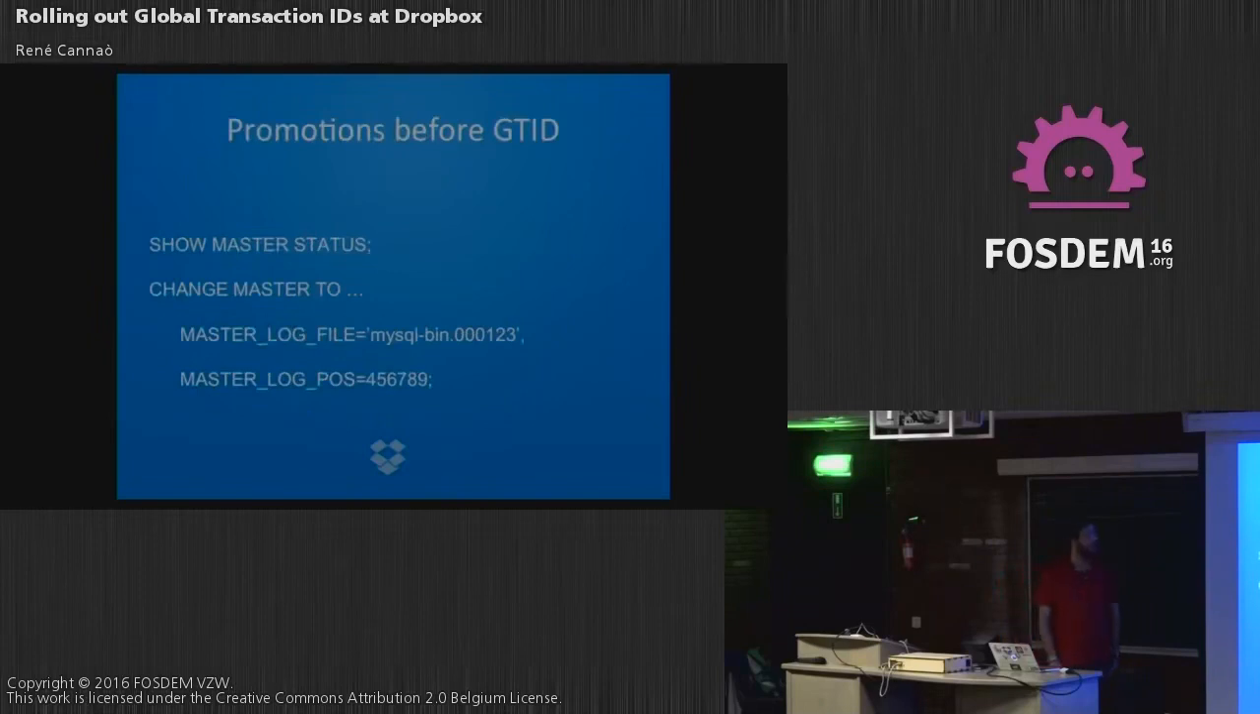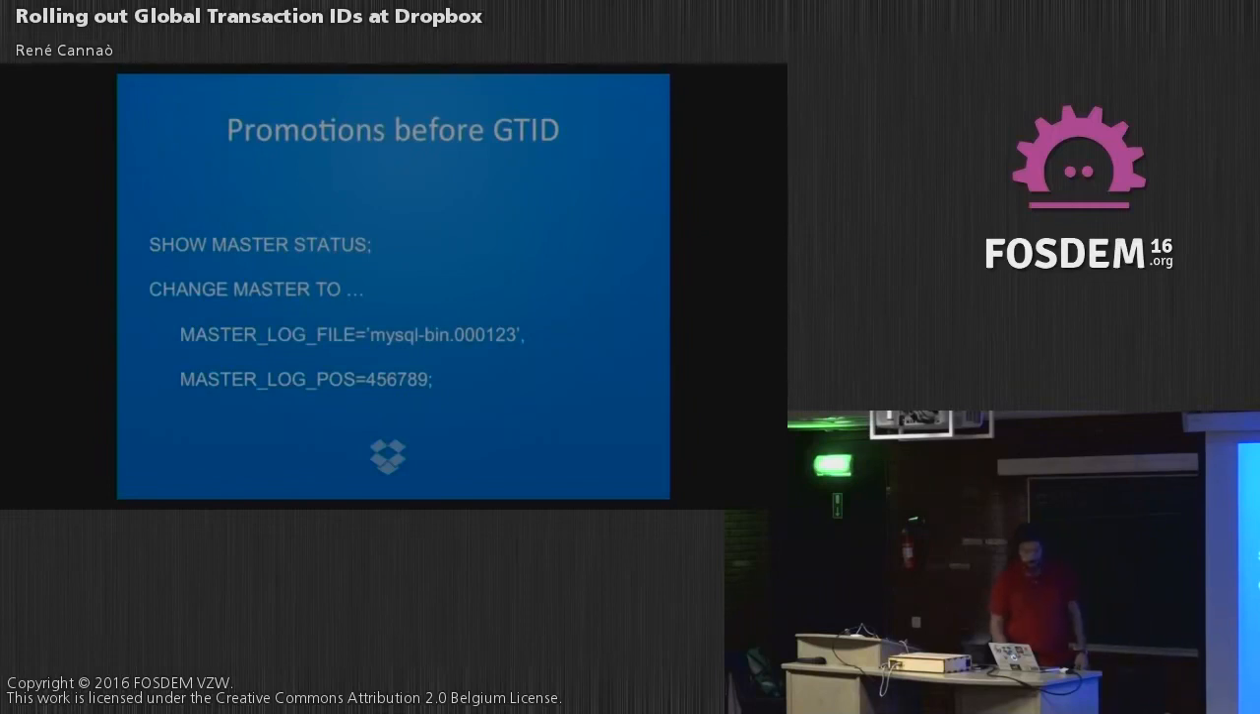So how do you do promotion before GTID? Well, first of all, as I was saying, the slaves are connected to the master. And then you promote one slave to become the new master. Then on this server, you run show master status to see what is the current log position. And then on each slave, you run a change master to specifying the host name, username, and password, and then passing two extra parameters that are the master log file and the master log position. So those are the output coming from show master status.